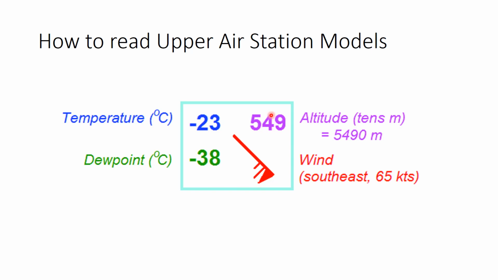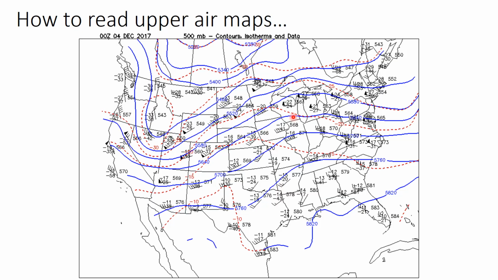And there's actually a table in the manual that goes through each of the different levels and what this upper right number means. With that said, we're going to primarily be looking at 500, 300, and 200 millibar maps. And in all three of those cases, it just means take this, put a 0 at the end of it, and you're good to go. So that's all you need to know for upper air station models.